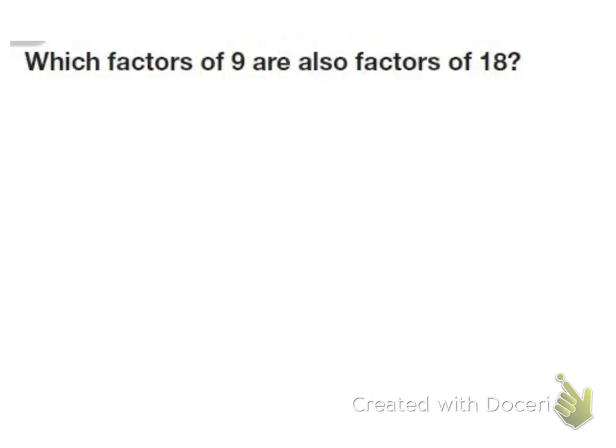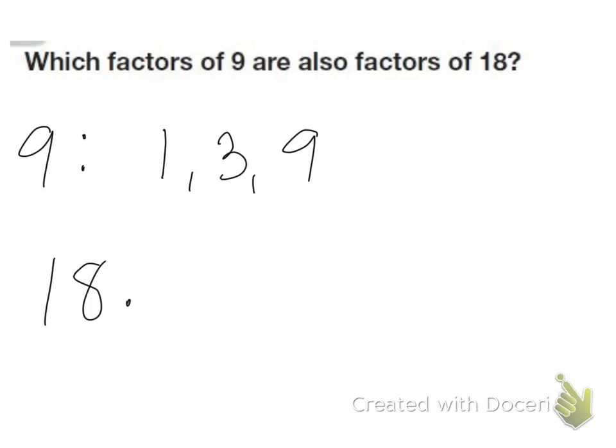This one says, which factors of 9 are also factors of 18? So the factors of 9 are 1, 3, and 9. The factors of 18 are 1, 2, 6, and 18.